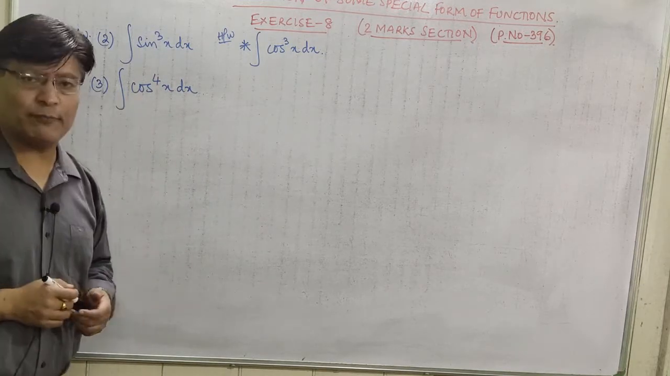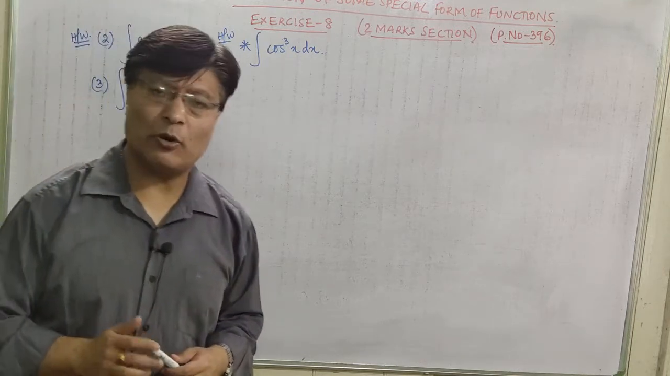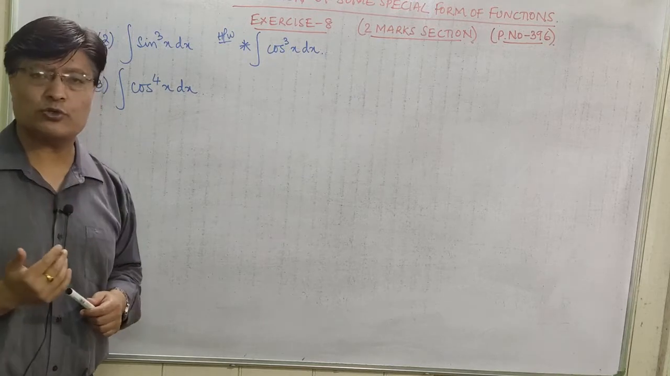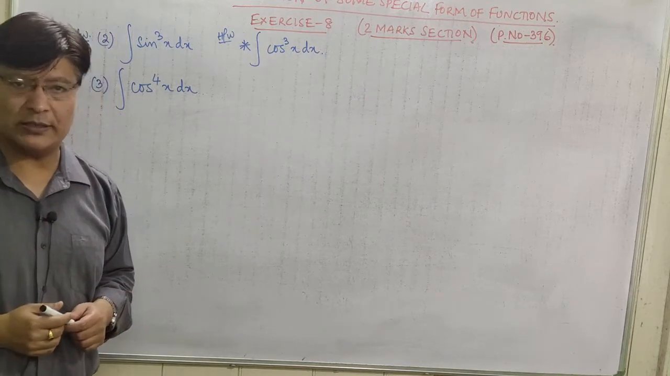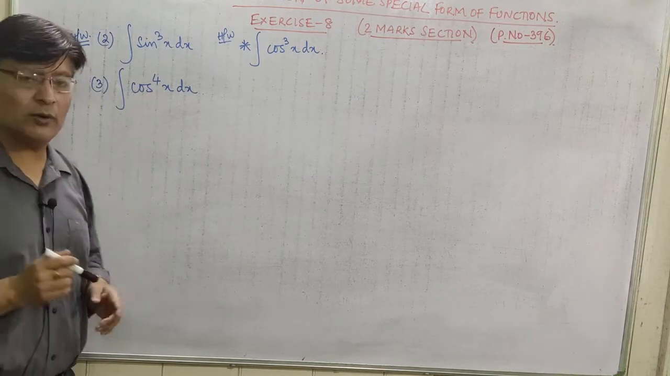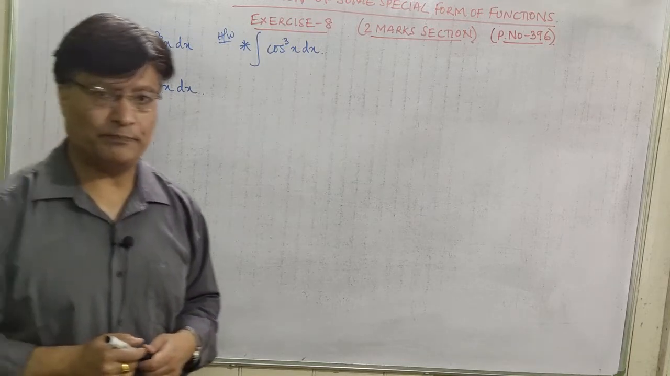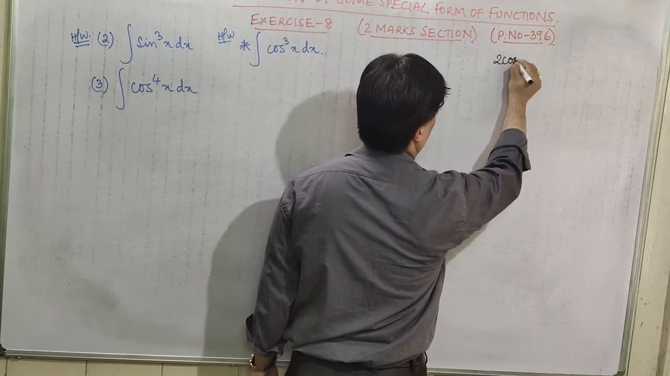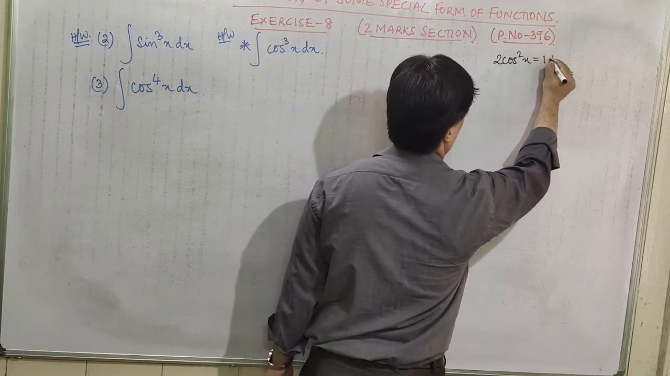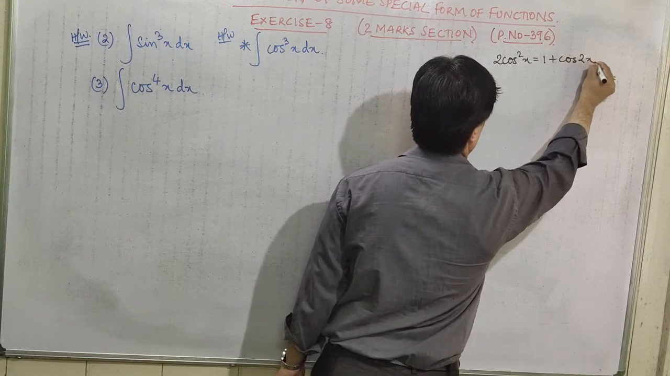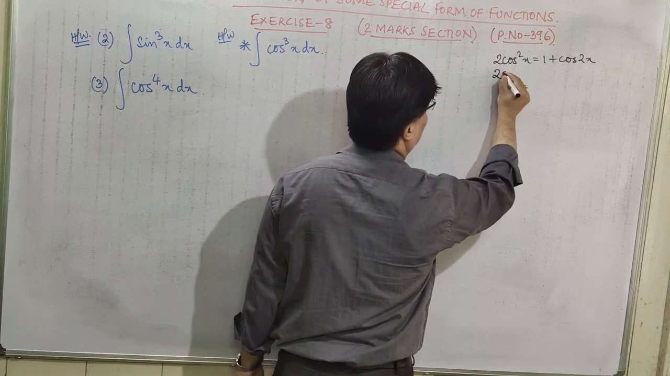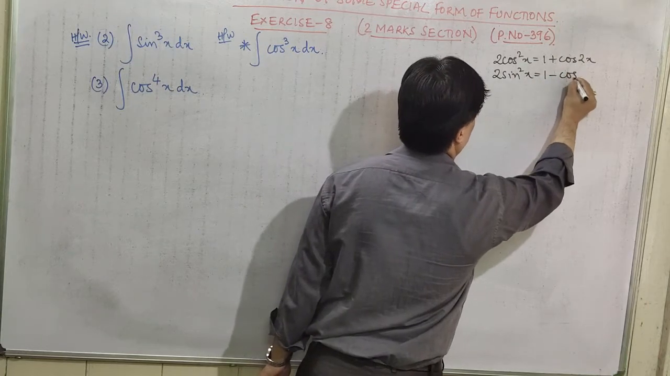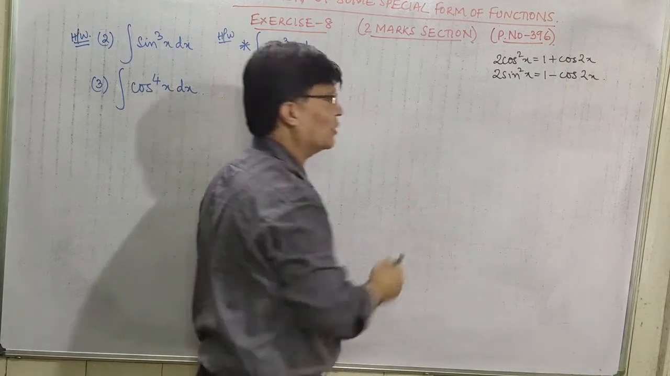Since this is an even power, I already told you about the method for integration of cos to the even power, isn't it? If it is an even power, then you should convert it to multiple angles form. You know this formula, 2 cos square x is equal to 1 plus cos 2x, and 2 sine square x is equal to 1 minus cos 2x. You know these two formulas, isn't it?